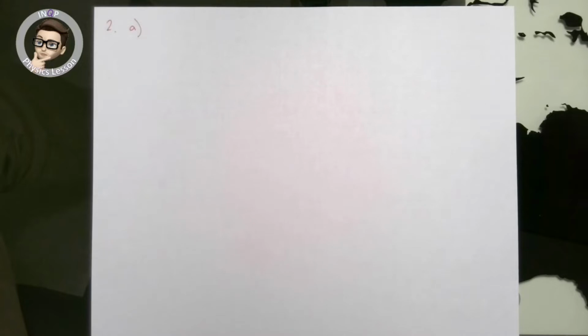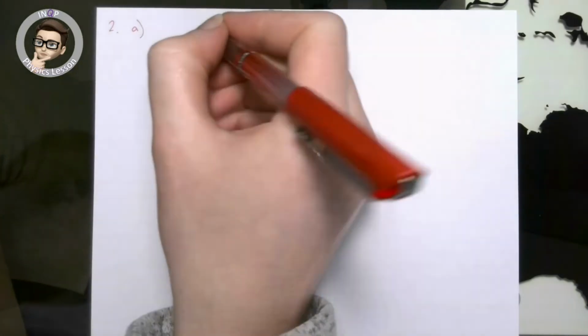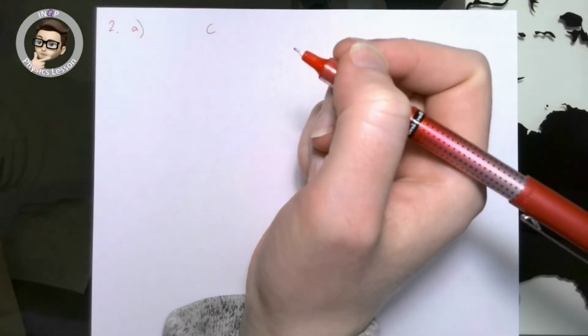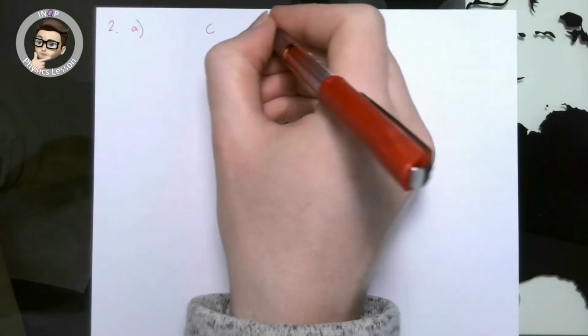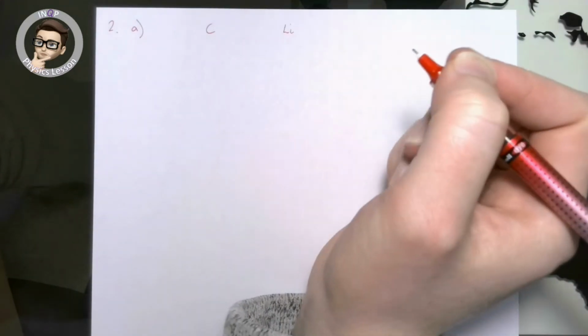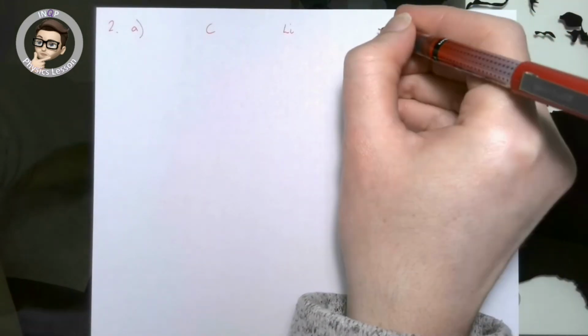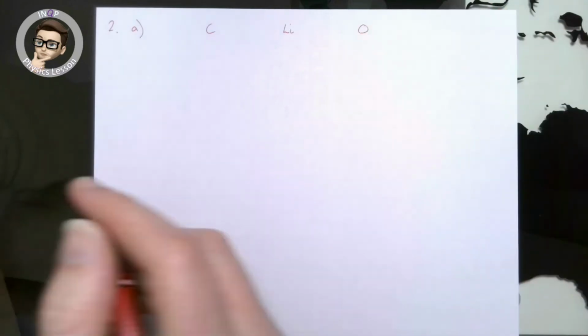Okay, so let's go through the answers then. We'll go through each one. Question 2, part A, we want the empirical formula for 19.5 grams of carbon. So we're going to write down carbon reacting with 22.8 grams of lithium, and 77.9 grams of oxygen, O.